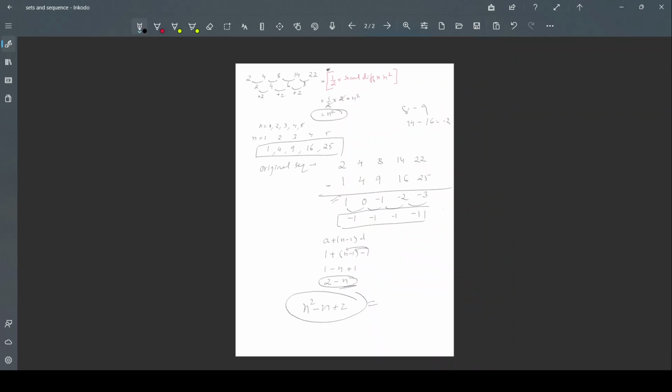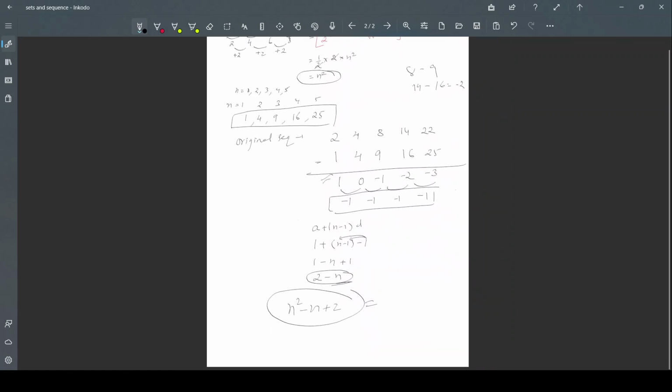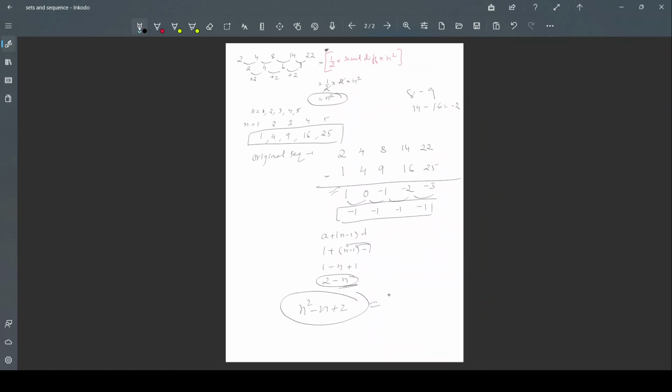So if you want to verify whether the first term gives you 2 or not, I'll be putting n as 1 to find out the first term. If I put value of n as 1, what I'll get? Check. 1 square minus of n is 1 plus of 2, right? So here 1 square is 1 minus 1 plus 2, 1 minus 1 got cancelled out, we get 2. So 2 is the first term.